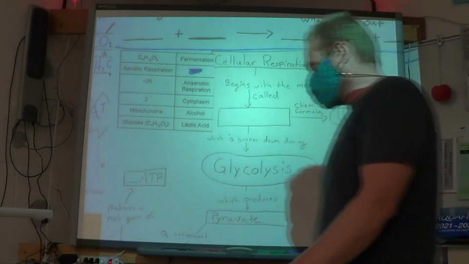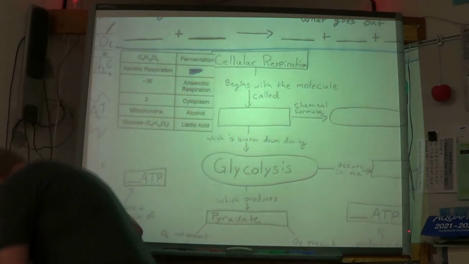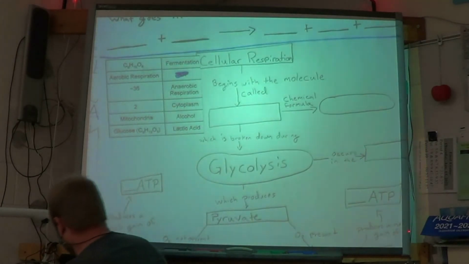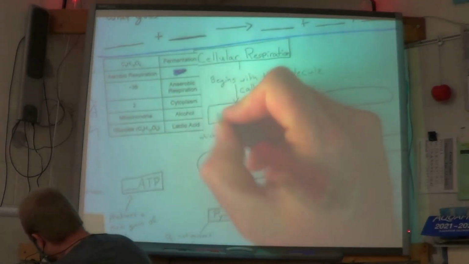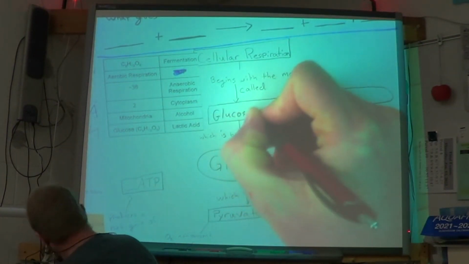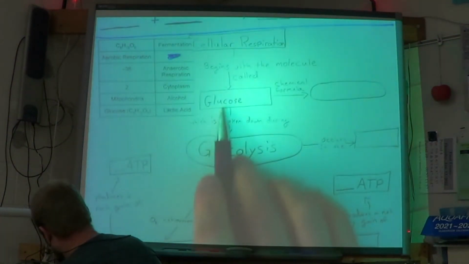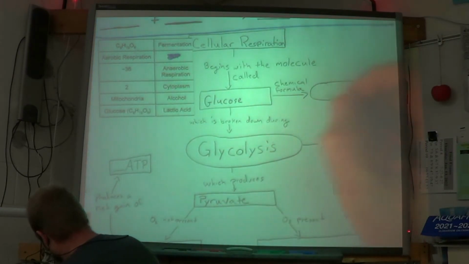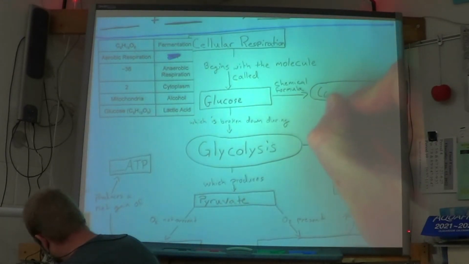All right, let's talk cellular respiration. So cellular respiration begins with a molecule that we call glucose. What is the chemical formula for glucose? C6H12O6. Good.